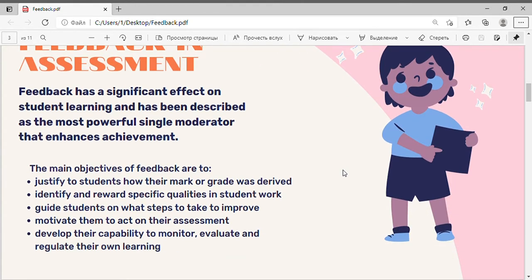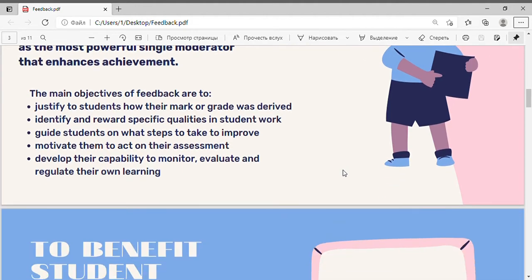There are main objectives of feedback. First, justify to students how their mark or grade was derived. Identify and reward specific qualities in student work. The third is to guide students on what steps to take to improve. The next is to motivate them to act on their assessment, and the last is to develop their capability to monitor, evaluate and regulate their own learning.